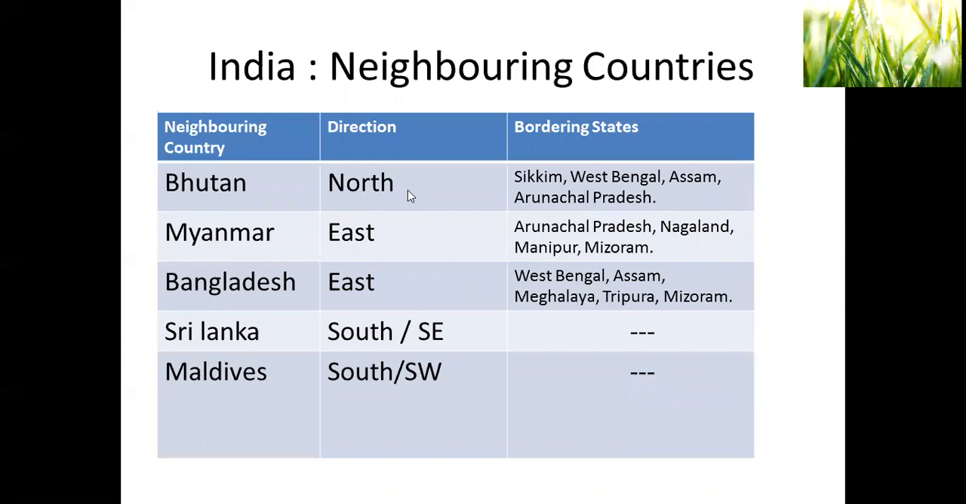Neighboring country Bhutan is in the north. Sikkim, West Bengal, Assam, Arunachal Pradesh are the bordering states. Myanmar is in the east, bordering Arunachal Pradesh, Nagaland, Manipur, and Mizoram. Bangladesh is in the east, bordering West Bengal, Assam, Meghalaya, Tripura, and Mizoram. Sri Lanka is in the south, southeast we can say. Maldives is in the southwest. They are not connected with India, but still they are neighboring countries.